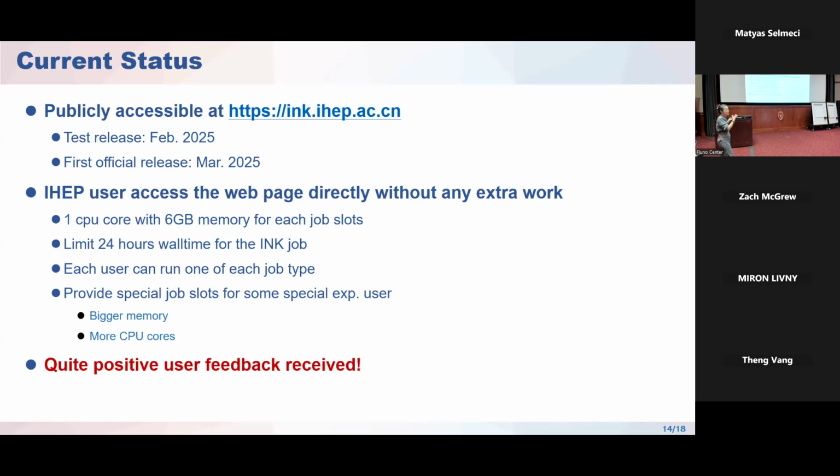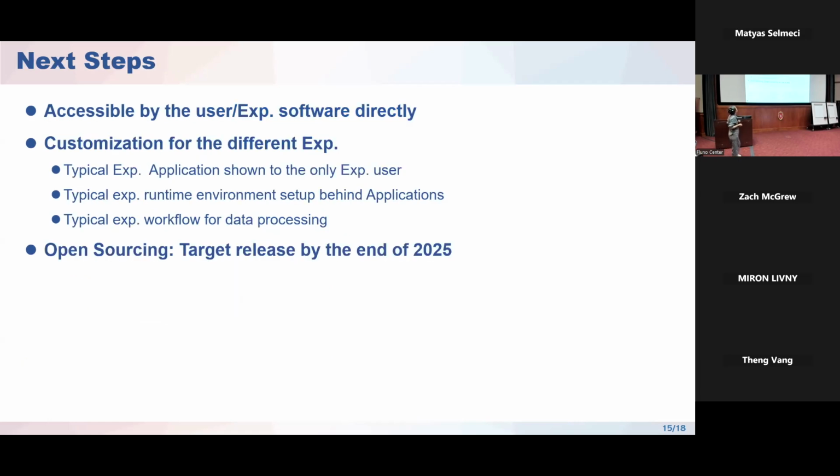Besides this, we also provide some special job slots for special requirements. Some users want to do very special debugging, so we provide big memory and more CPUs with this special job slot. After publishing, we did get quite positive user feedback. And this is our next plan: we hope not only from the web page, the Ink could be accessible by users of experiment software directly.